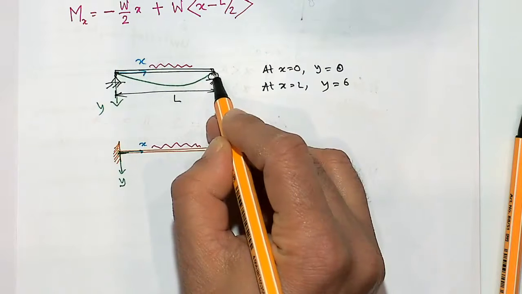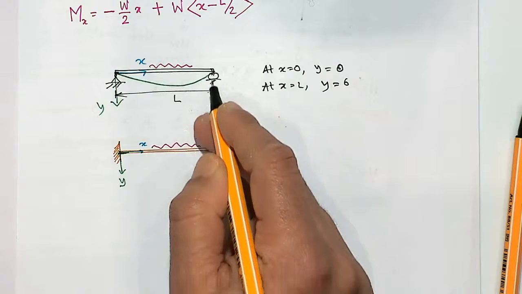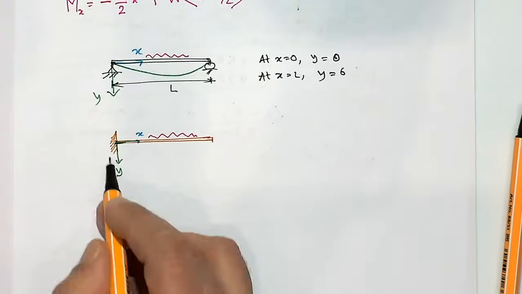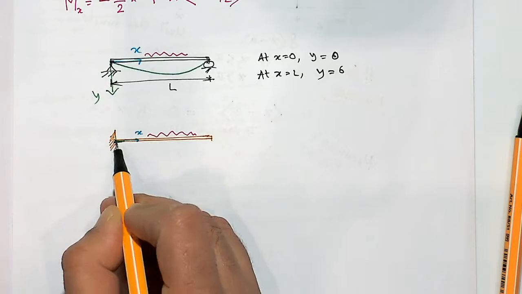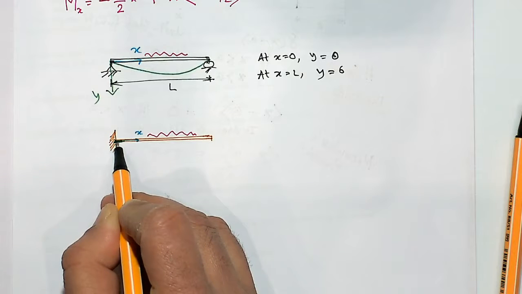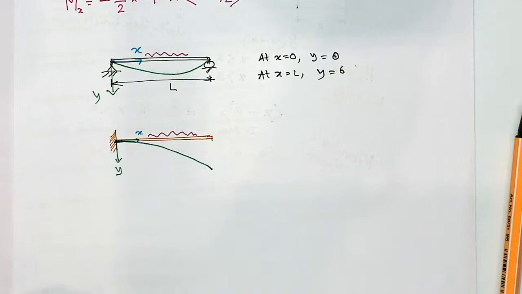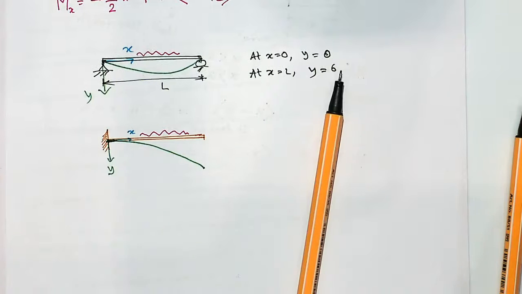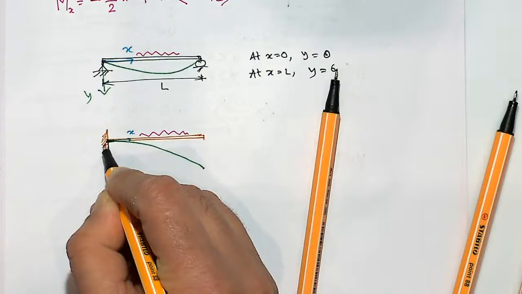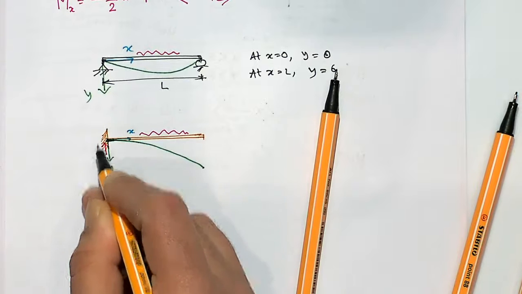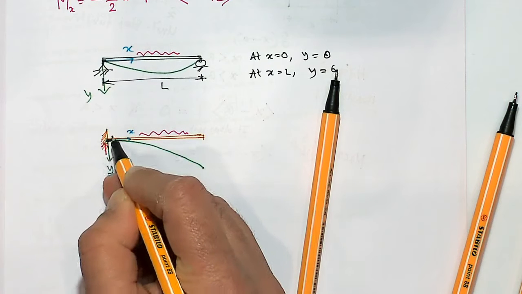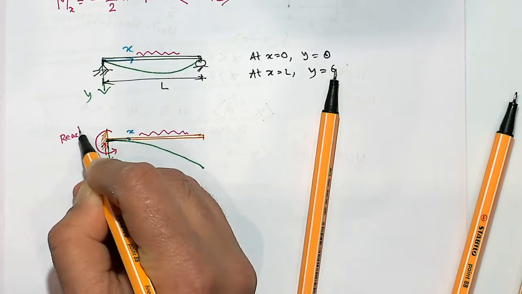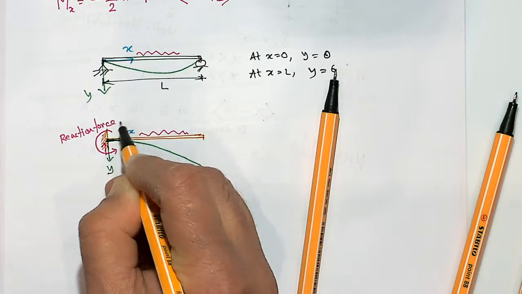And exactly similar here, this roller will restrict vertical movement, so a vertical reaction will take place, but not any moment. Here, the fixed support doesn't allow any rotation, so the rotation is 0, as well as the displacement being 0. That means you would expect a vertical reaction force, because this doesn't allow any vertical movement, as well as a reaction moment here, since it doesn't allow any rotation. So these are the reaction force and moment.